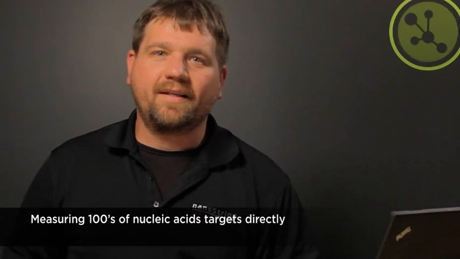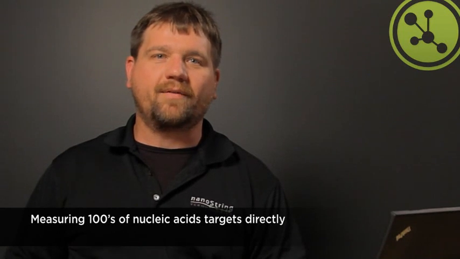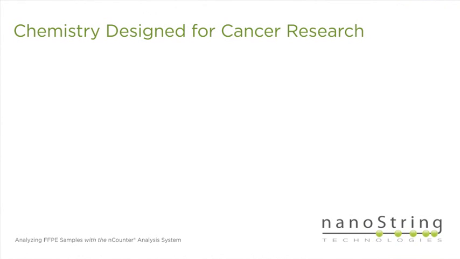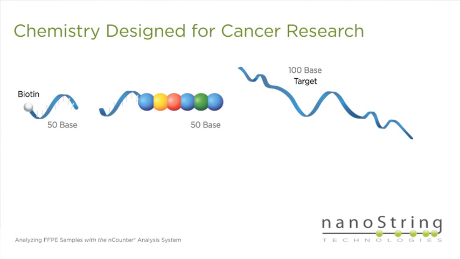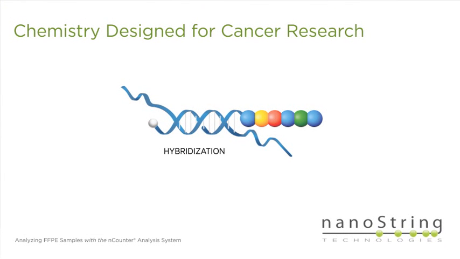As mentioned previously, the nCounter chemistry was designed to measure hundreds of nucleic acids directly without the need for amplification in a solution-based hybridization. Here's how it works. For every target of interest, we design 2 adjacent 50 base pair sequences that are complementary to a 100 base pair target region. One of the target-specific oligos is covalently linked to a biotin moiety to create what we call the capture probe. The other target-specific oligo is covalently linked to a color-coded molecular barcode to create what we call the reporter probe. A solution-based hybridization is performed in the presence of excess probe to drive the reaction to completion.